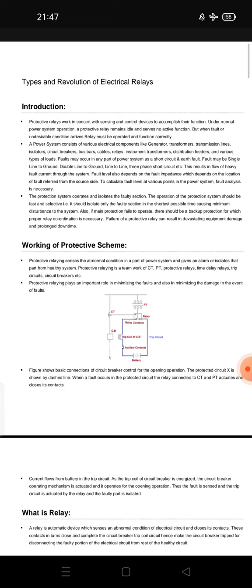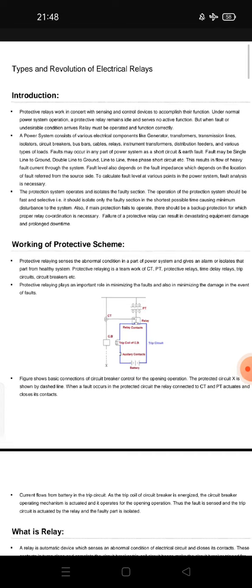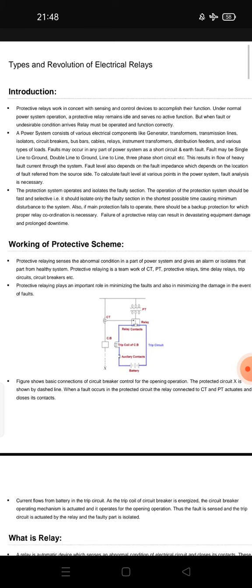Isolation circuit breakers, bus bars, cables, relays, instruments and distribution feeders can have various faults such as line to ground, double line to ground, line to line, and three phase. This results in the flow of heavy current as the fault occurs. The fault level depends on the fault and its location. The fault refers to the source side to calculate the level at various points.